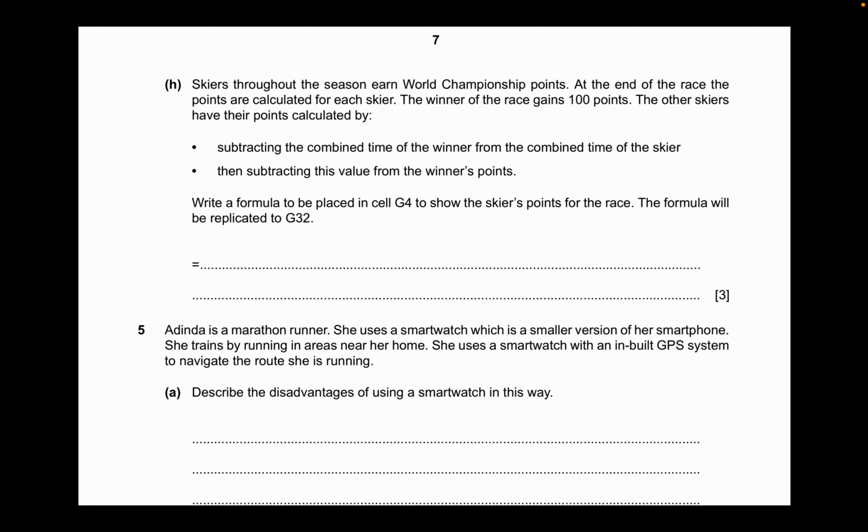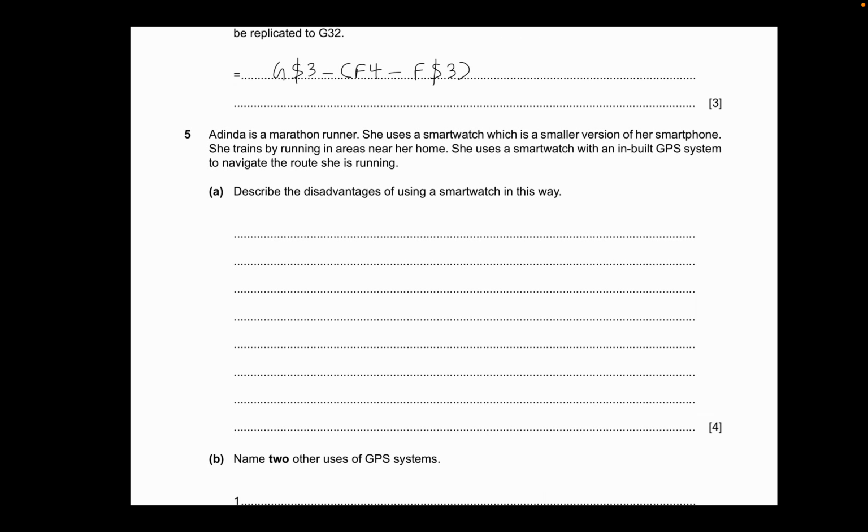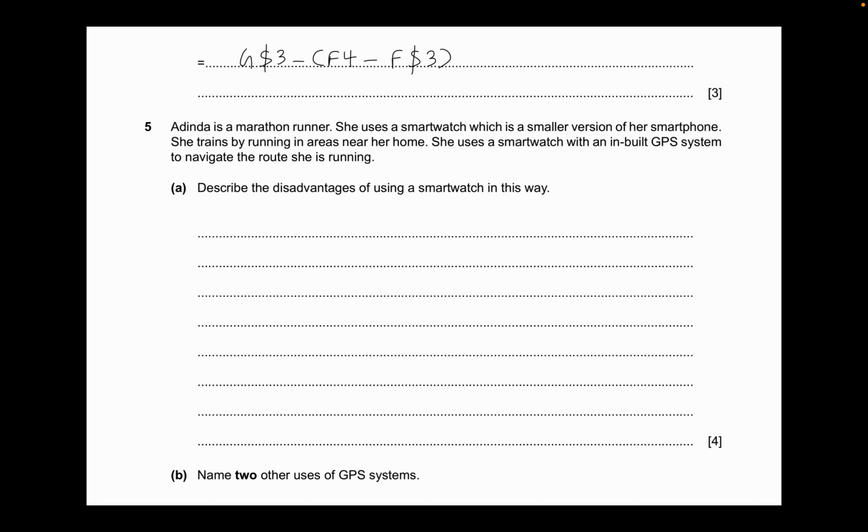So now your answer is going to be G dollar sign 3 minus F4, minus F dollar sign 3. Okay, this is going to be the answer for about 3 marks. Okay, so let's answer the next question.